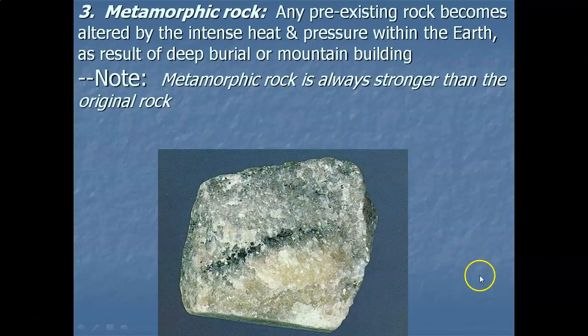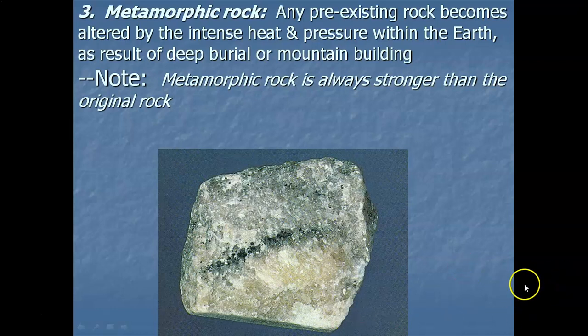The third and final class of rock is metamorphic rock. And you can take any pre-existing rock, even a metamorphic rock, and you can alter it by the tremendous heat and pressure within the earth. And this is a result of deep burial, with plate tectonics, the movement of the plates, and mountain building. And so, with intense pressure and intense heat, you can take any pre-existing rock and alter it and turn it into a metamorphic rock. Now, the metamorphic form of the rock is always stronger than the original rock. You wind up creating new rock minerals, and they're always stronger than the original rock.